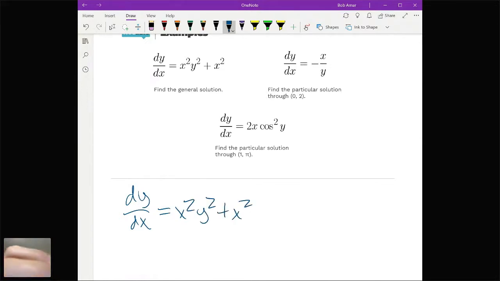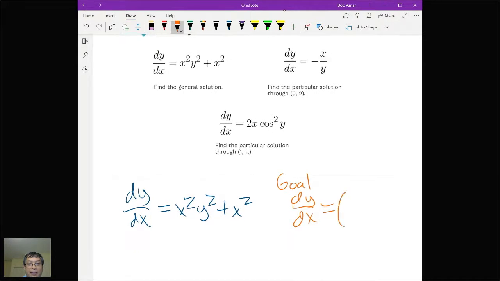Okay. Now remember, the goal is dy/dx equals a bunch of x's times a bunch of y's. And I need to be able to separate all the y's out into one group or one factor. I need to be able to separate all the x's out into one group or factor. In each case, it's generally okay if a number sticks around with it.